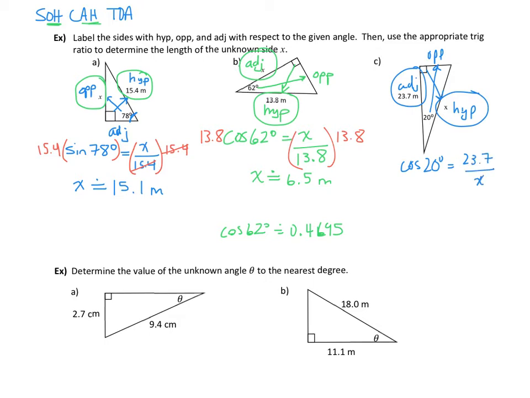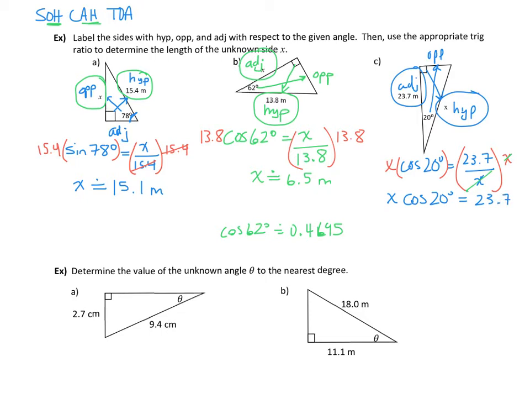Now, again, we've got to multiply to undo the denominator to get rid of our fractions. So we're actually multiplying by x on both sides. This one gives us a little extra step we have to do. We now have x times, or multiplying, the cosine of 20 degrees, and that's equal to 23.7.